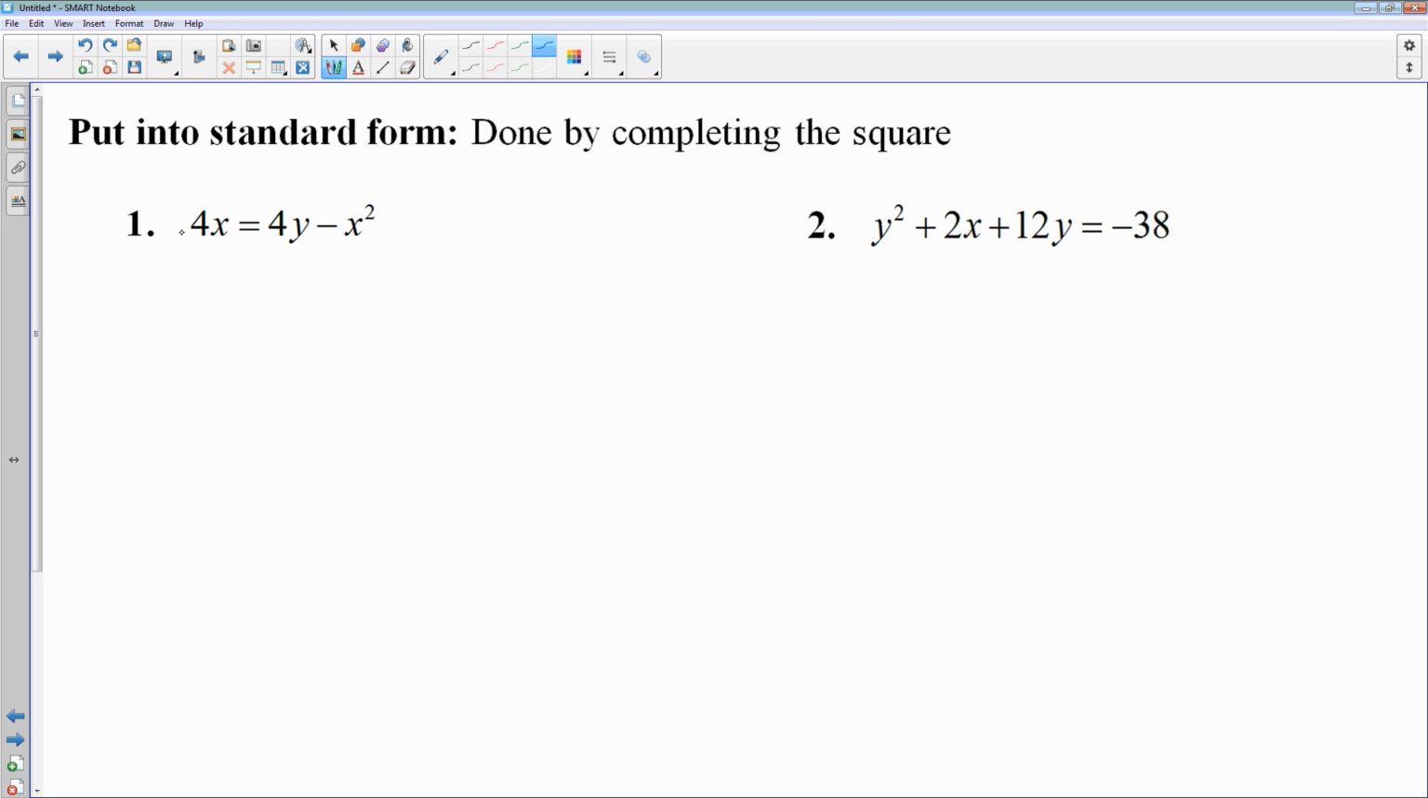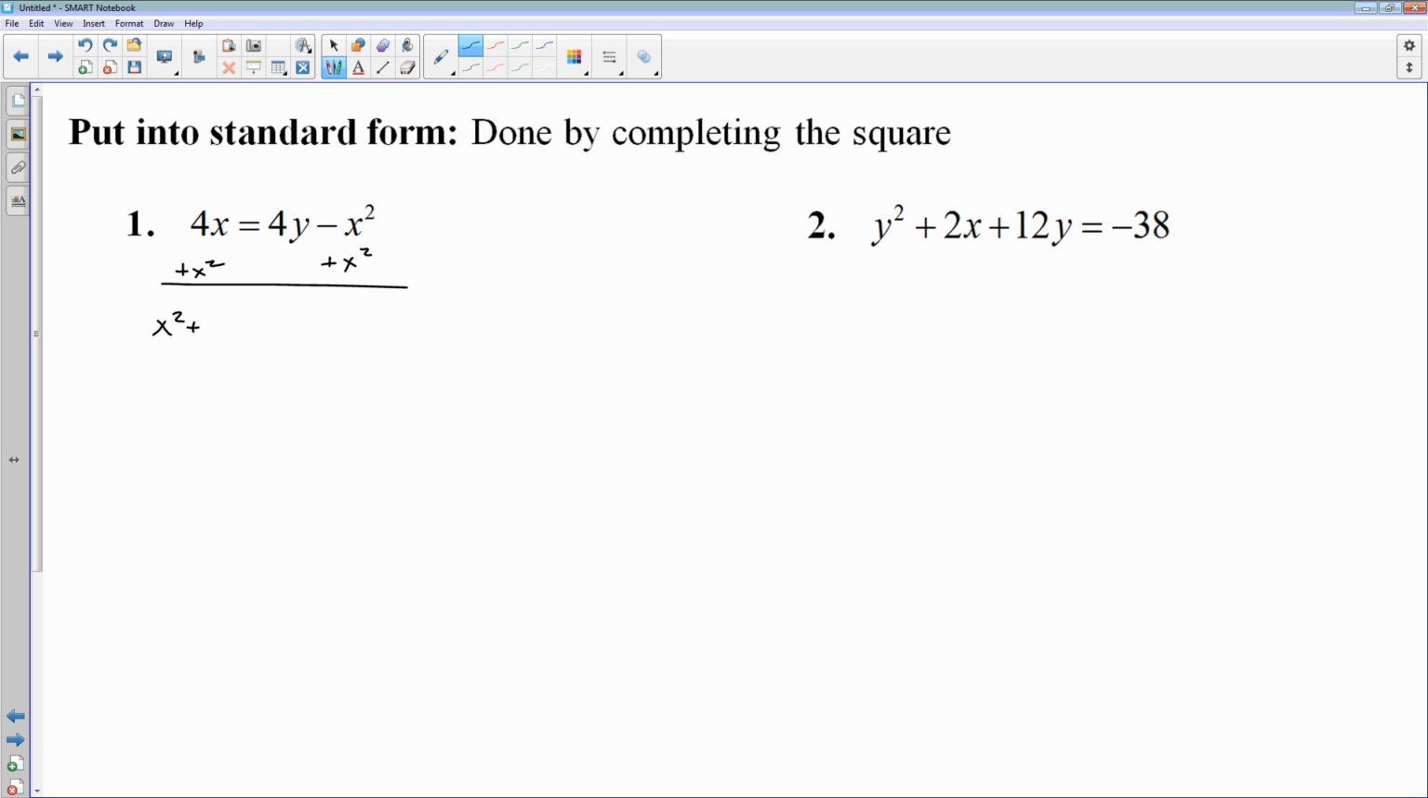So look at this. What I'm going to have to do to get this in standard form is complete the square. And to complete the square, what I do first is identify what variable is being squared. And in this first example, it's an x. So what I want to do, I'm going to move everything with an x to the other side of the equation. So I'm going to move my x squared over.